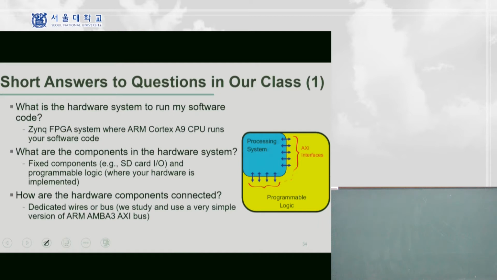The second question is, what are the components in the hardware system? There are some fixed components like SD card I/O, USB, or Ethernet. There are some fixed function I/Os, and also there is programmable logic. As I said, there are CLBs, right? The FPGA basically has a bunch of lookup tables. You can program it to build whatever functionality you want.